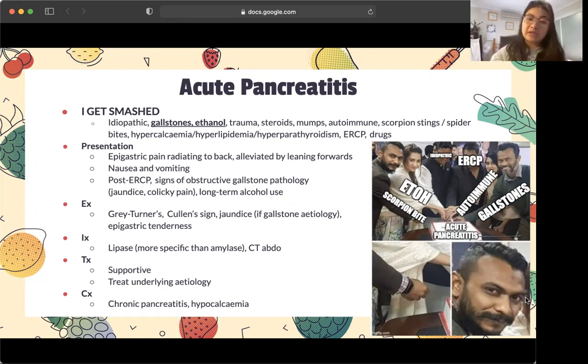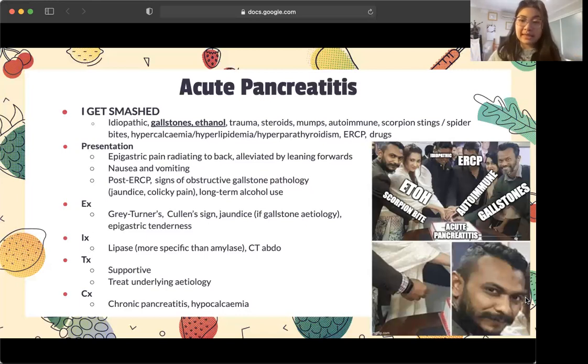So the procedure that Heini talked about before, because pancreatitis is a known complication, or a known adverse effect, of ERCP. There are a few signs that we want to be aware of: Gray-Turner's and Cullen's sign. Heini will go through this in more detail later. Jaundice if it's a gallstone etiology.